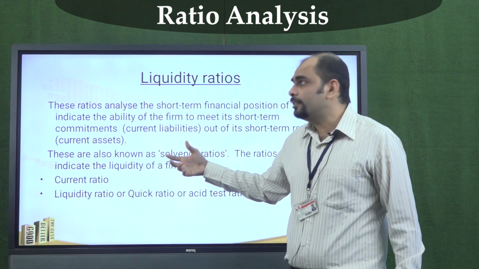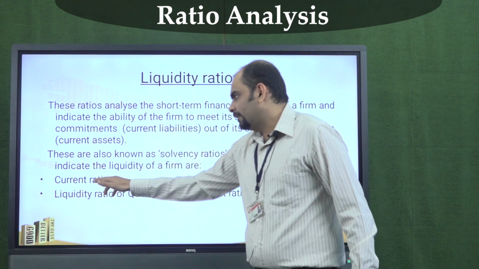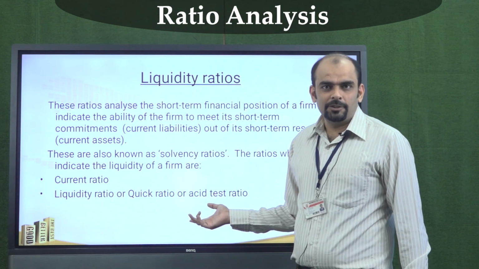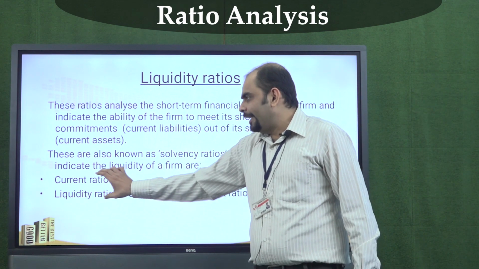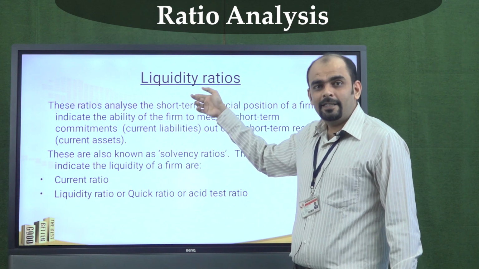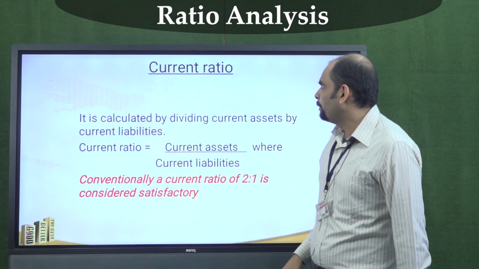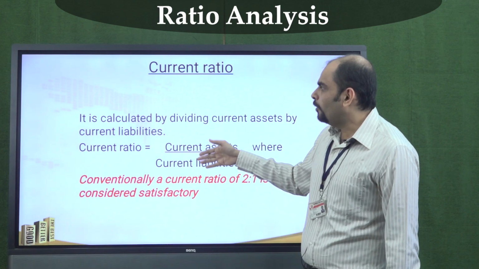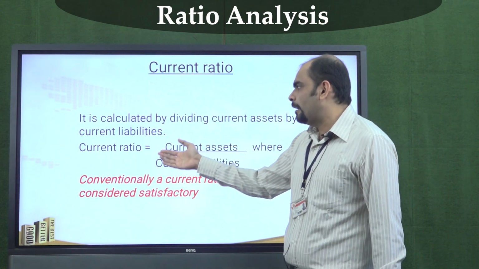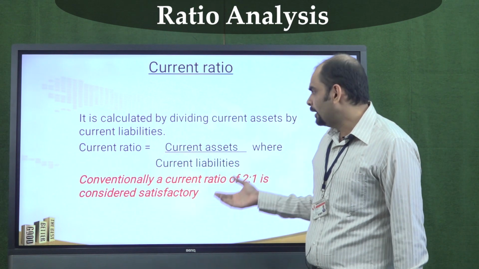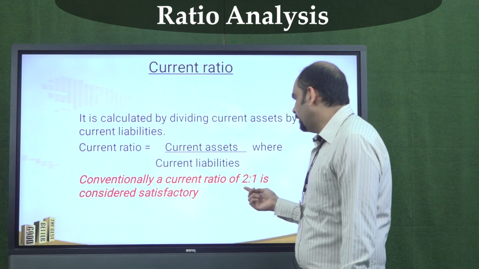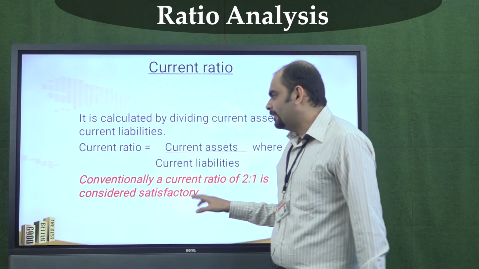Which ratios do we include in the liquidity ratio? That is the current ratio and the liquidity ratio, or you can call it the quick ratio or acid test ratio. These are the broad category of ratios that you calculate under liquidity ratios. So I'll talk about the current ratio. It is calculated by dividing current assets by current liabilities, a very simple formula to remember. Conventionally, a current ratio of 2:1 is considered satisfactory.